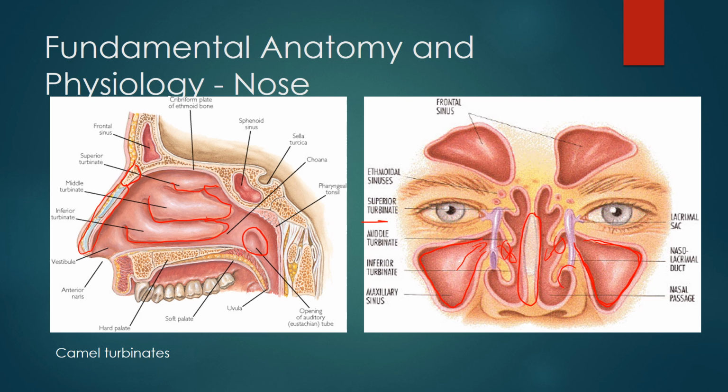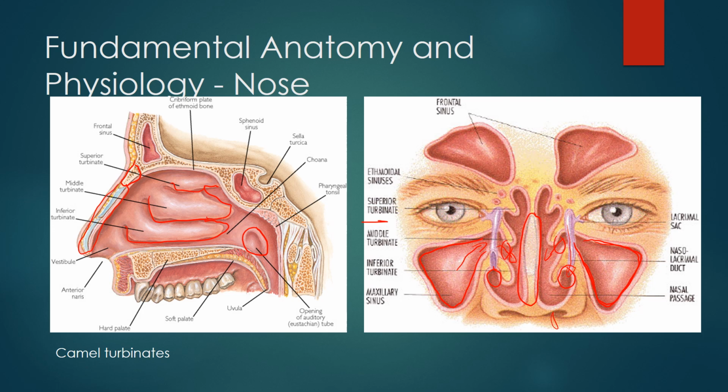Interestingly, the only thing to drain into the inferior meatus is the lacrimal duct. This is the nasolacrimal duct, and this is essentially draining tears, and helps explain why our nose runs when we cry.